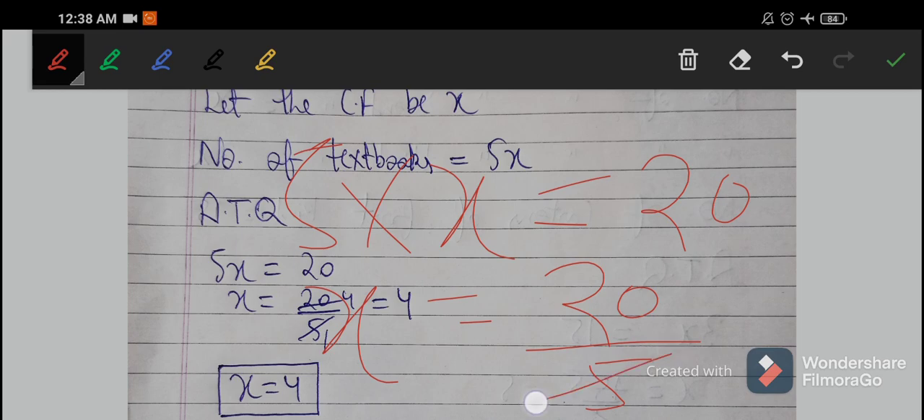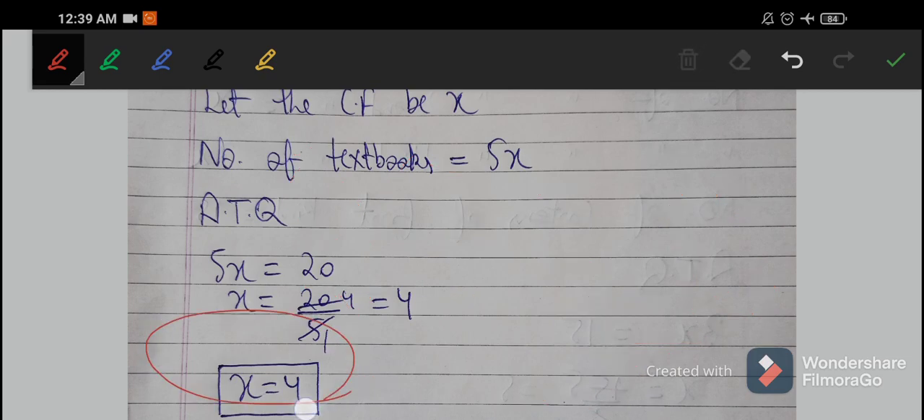Now 5 ones are 5, 5 fours will be equal to 20. So we have got x is equal to 4. Okay, so we have got the common factor x here.